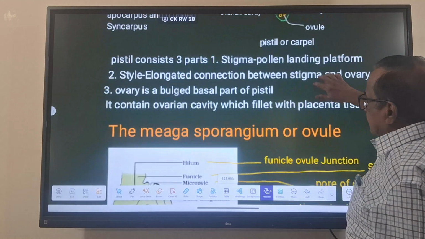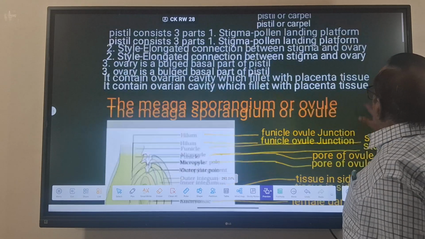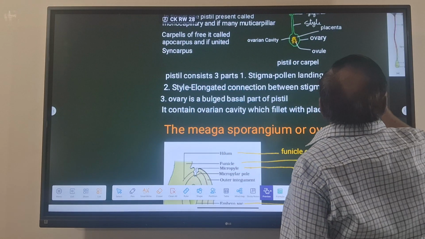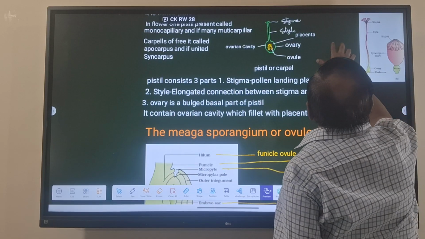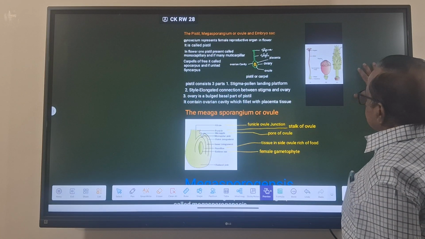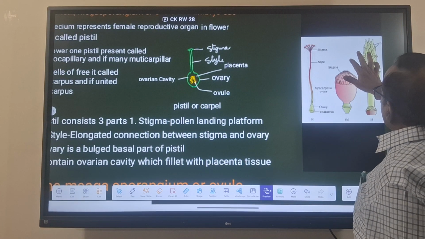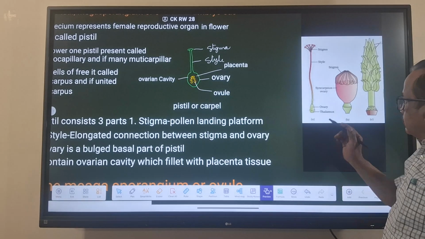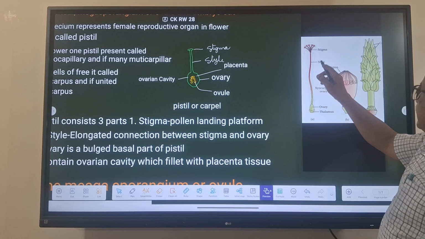Now we will see Megasporogenesis. Now, one more thing I want to show you. Here, this diagram is given in the NCERT textbook. Now here you see, I will tell you. That is, on the thalamus, the ovary is there, and the style, stigma.